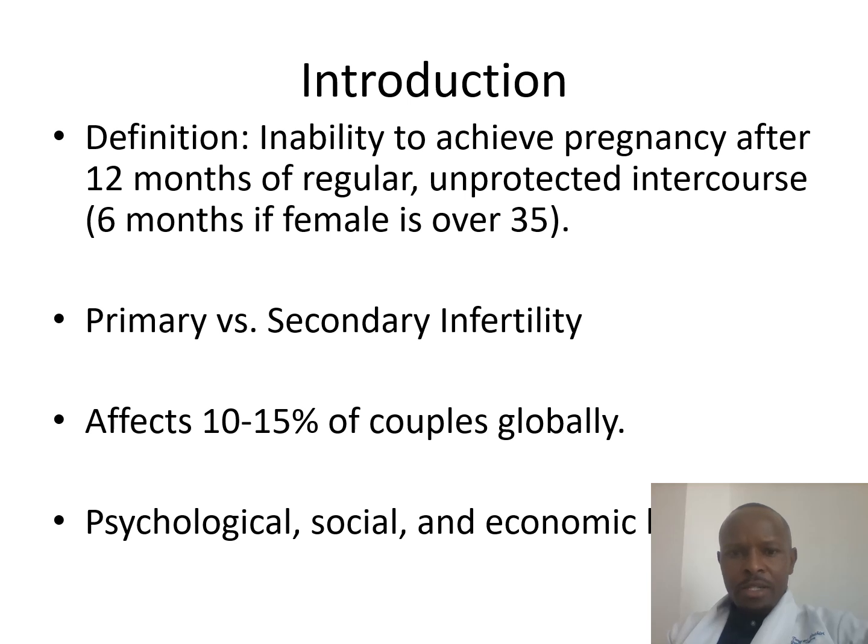You may hear the words infertility and subfertility being used interchangeably. And you may hear a distinction between primary and secondary infertility, where in primary infertility, one has never conceived, but in secondary infertility, they might have had at least one pregnancy prior to the onset of infertility. Said to affect at least 10 to 15% of couples globally, and is a huge burden socially and psychologically, and also economically.